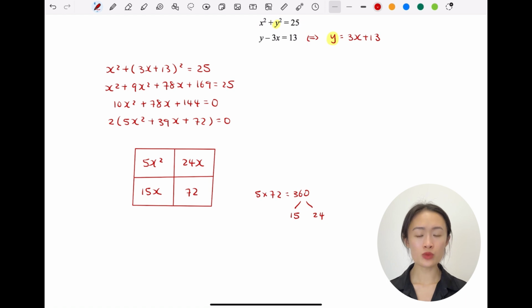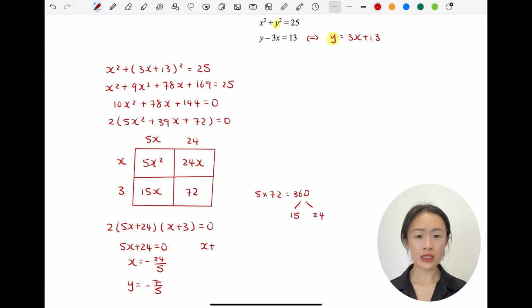Now it doesn't matter which way you do it, we will get the same answer. This quadratic can be factorized into (5x plus 24) and (x plus 3). So to solve this equation, we need to let 5x plus 24 equal 0, and x is negative 24 over 5. We can then use the second equation to find y. x plus 3 can also be 0, so x is negative 3. And we can solve for y, which is 4. Okay, so that is this question.